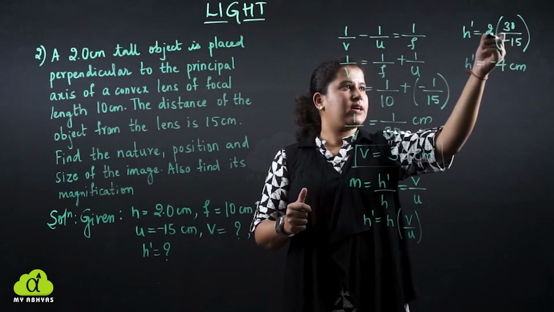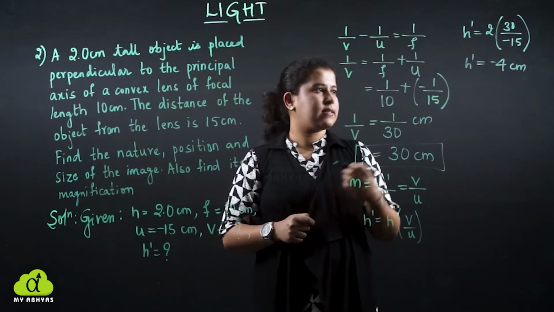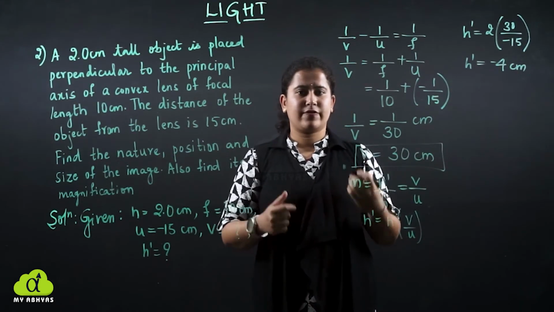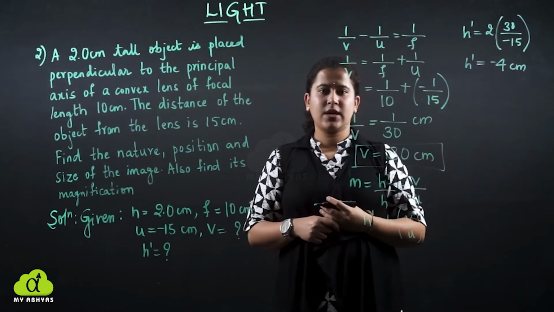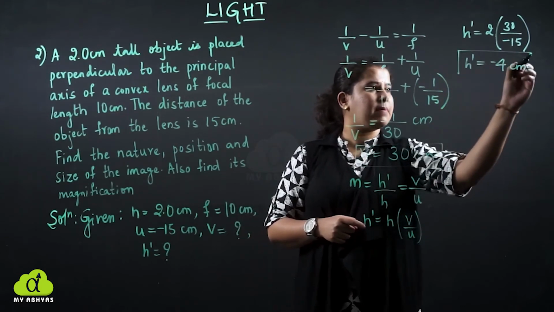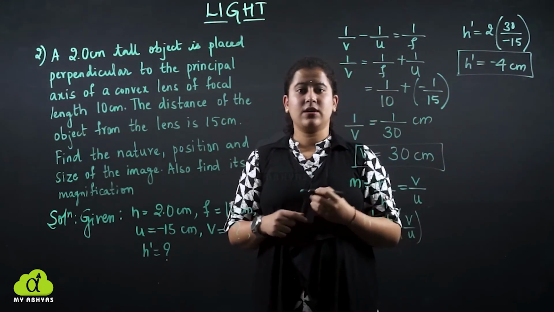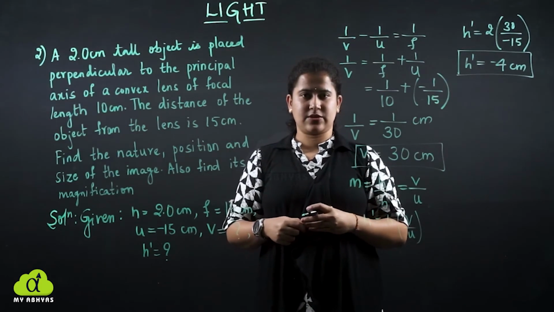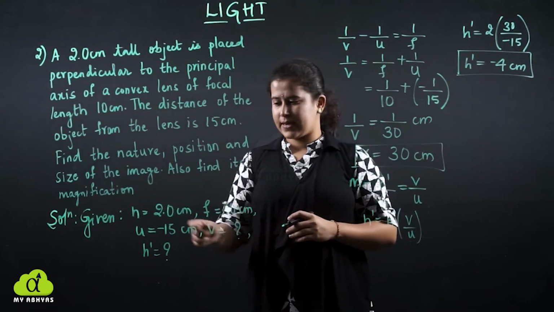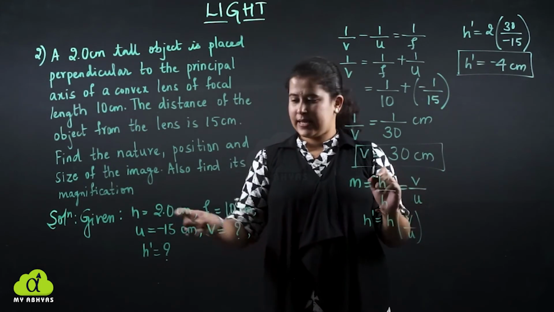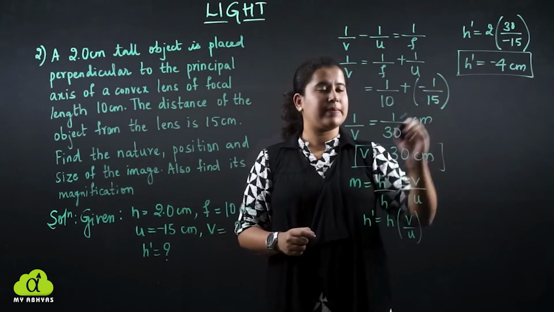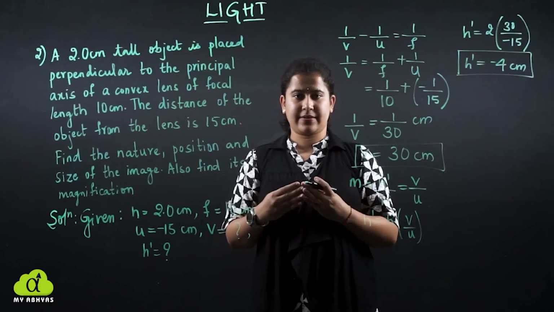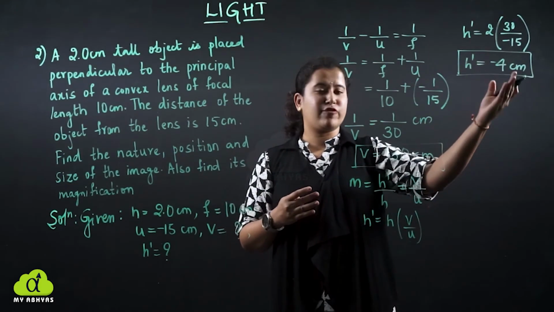So here you can see, it is 60 divided by minus 15. 15 fours are 60. That is minus 4 centimeter, the height of the image. Clear? So now you can compare the object, that is H is equal to 2 centimeter, and the image is 2 centimeter higher, that is, you can see minus 4 centimeter.